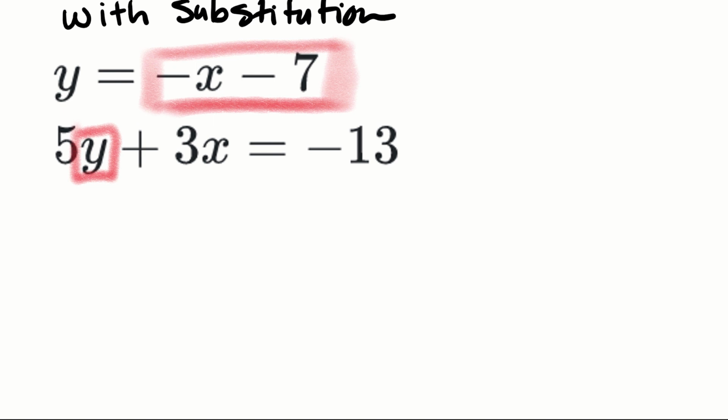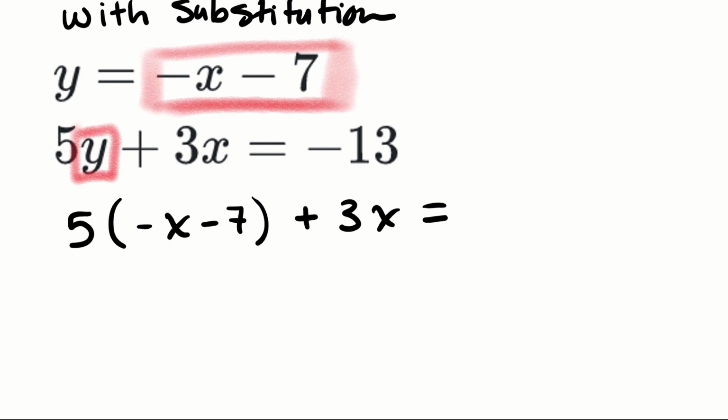And if you look at the work, it follows like this. This is going to become 5 times the quantity of the opposite of x minus 7 plus 3x equals negative 13. So just careful inspection. All that I've done is I've taken what is y from the first equation and I've replaced y in the second equation with that expression. The benefit is now I have just the one equation with only the variable x.